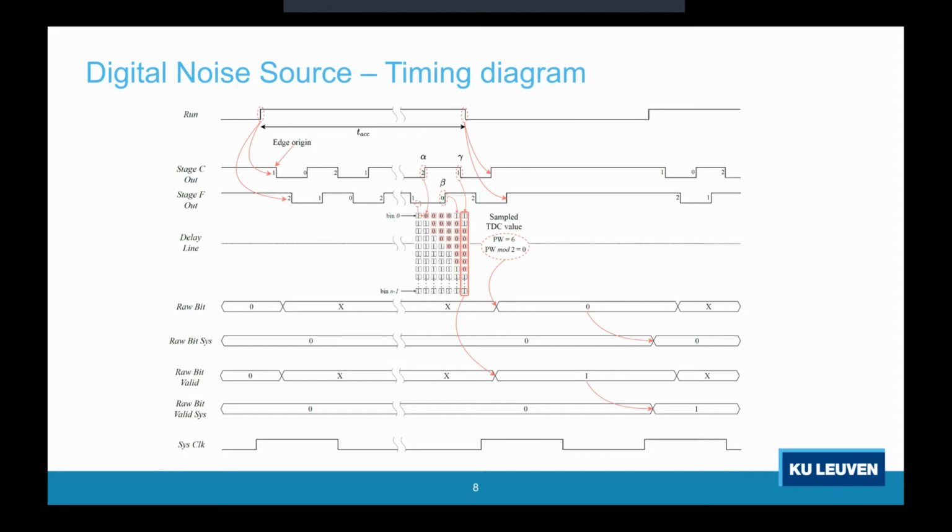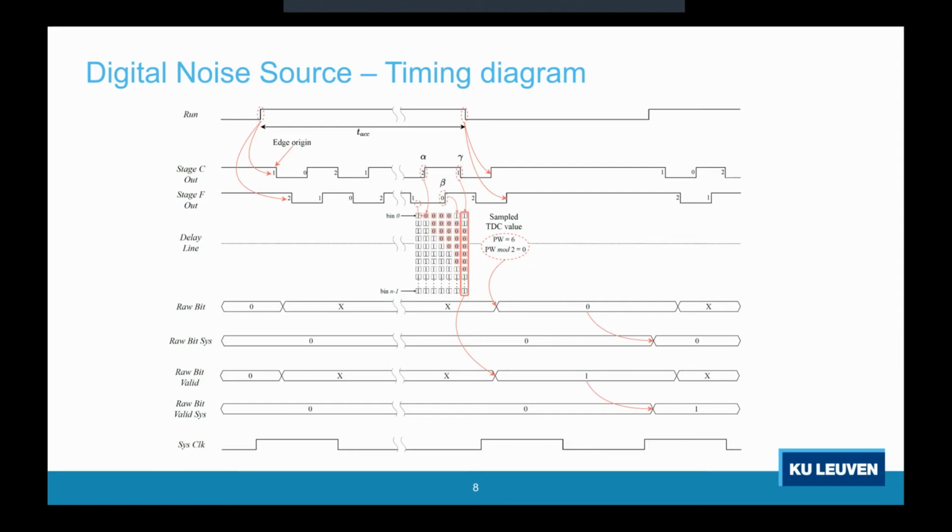The state of the signal at the output of stage F propagates through the delay line, which is enabled at the rising edge of the signal at the output of stage C. Since the signals at the output of stages C and F have approximately 90 degrees phase difference, as you see on this diagram, the signal at the output of stage F will be low, and the delay line will start transitioning from 1, the value that it had previously, to 0, as shown in this figure.